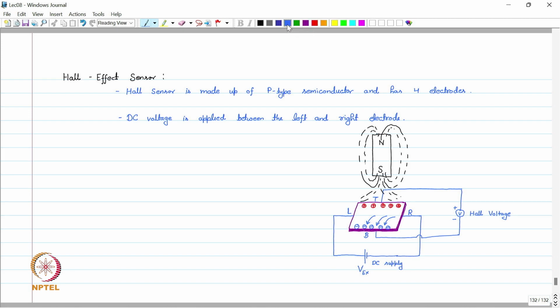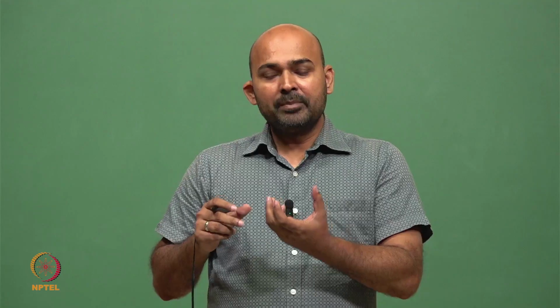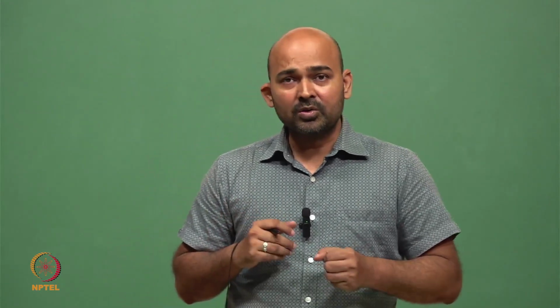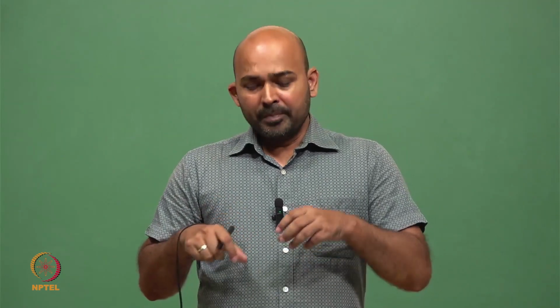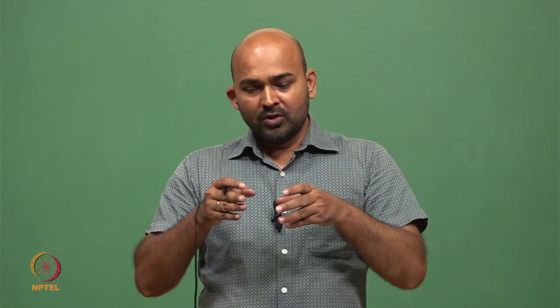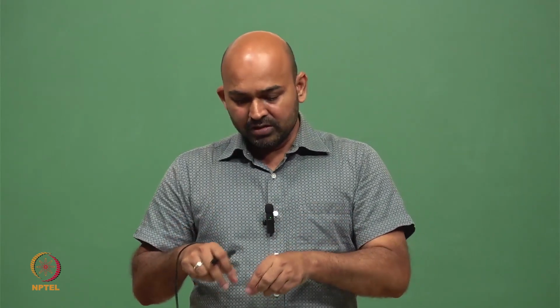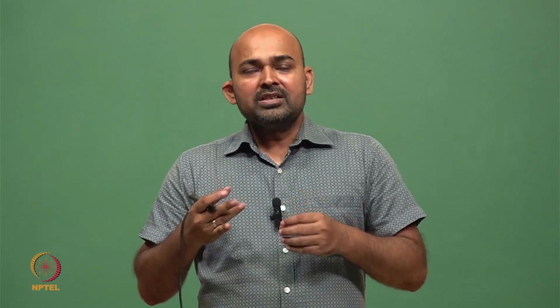So in this setup we have a p-type semiconductor slab, where we are applying a DC voltage, and because of that application of voltage there is a current flowing in the semiconductor, and this current of course is made up of electrons and holes, the charge carriers. Now when we have this magnet on top of it, there is an applied magnetic field on this semiconductor. When a charged particle moves in a magnetic field it experiences a force that is called QVB sin theta, or the Lorentz force we call it.